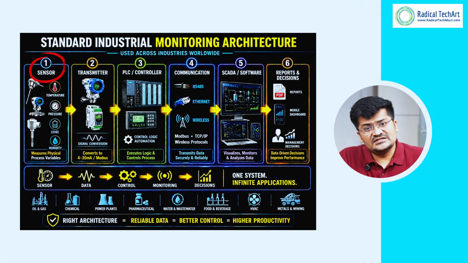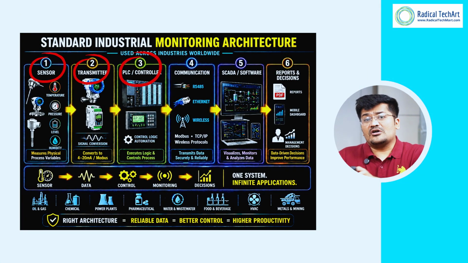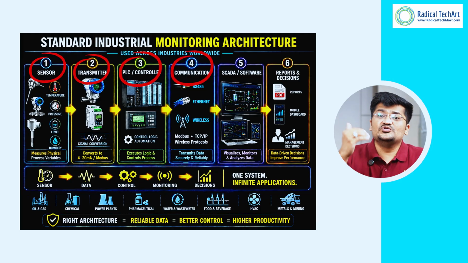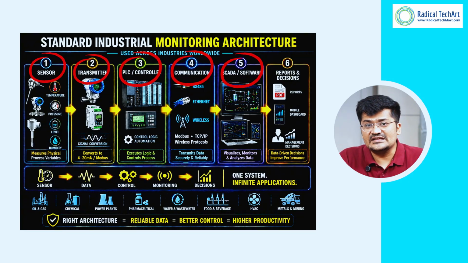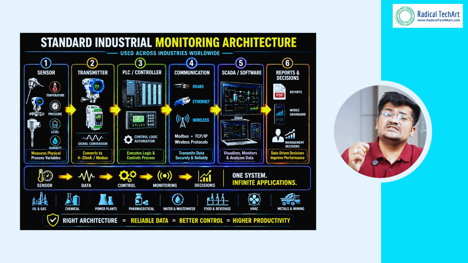When you combine all these steps, most industrial systems follow a very common architecture. Sensors connected to a transmitter, then transmitter connected to a controller or a PLC, then controller or PLC connected through a communication system, and finally monitored using software or a SCADA system. This is the standard industrial monitoring architecture used across industries worldwide.